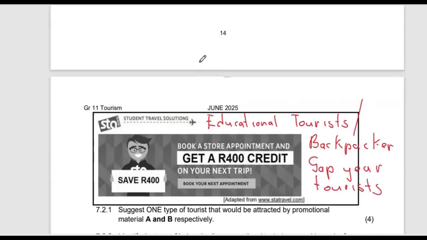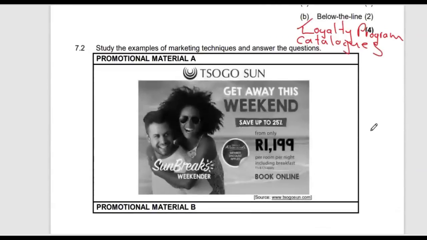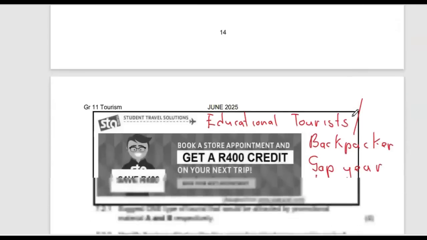All right, then the next one, basically, this is get away this weekend. We are talking about leisure tourists. Adventure tourists as well. These are the different types of tourists who might be appealed to by different adverts.